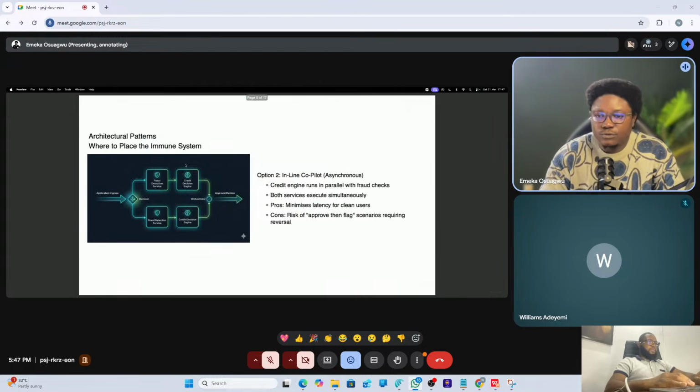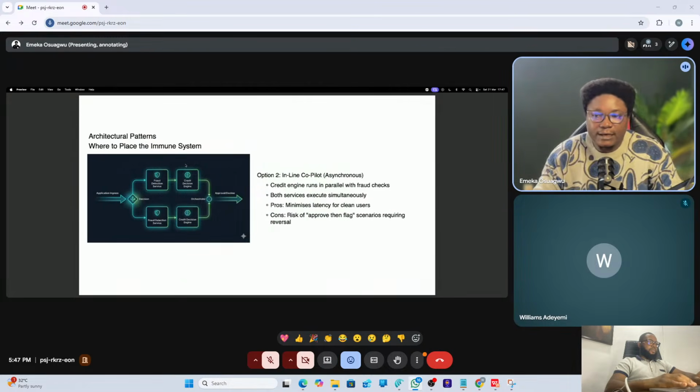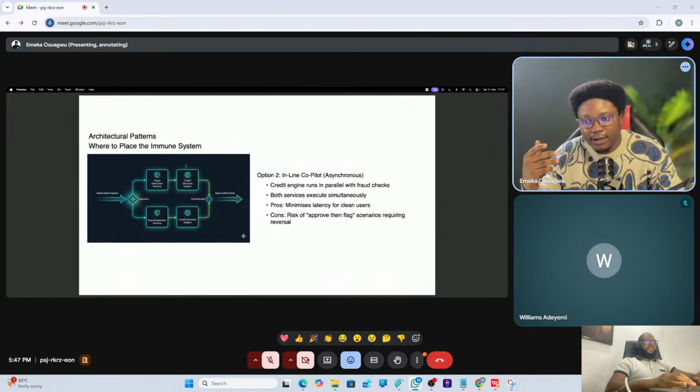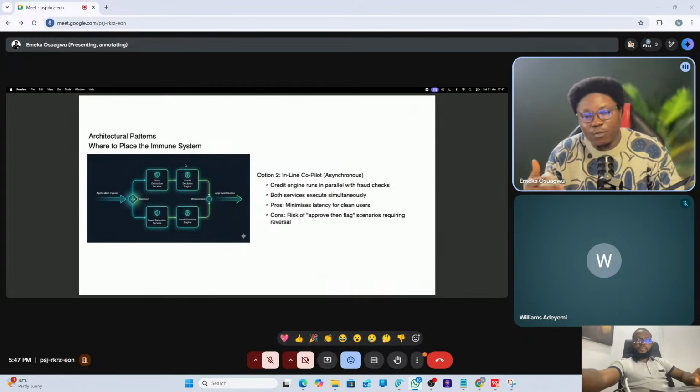Let's look at option two. Option two is a co-pilot asynchronous option. This is where, while the credit decision is doing its thing, deciding if your customer is credit worthy, in parallel we are also doing a fraud check on all of the services that we care to use.